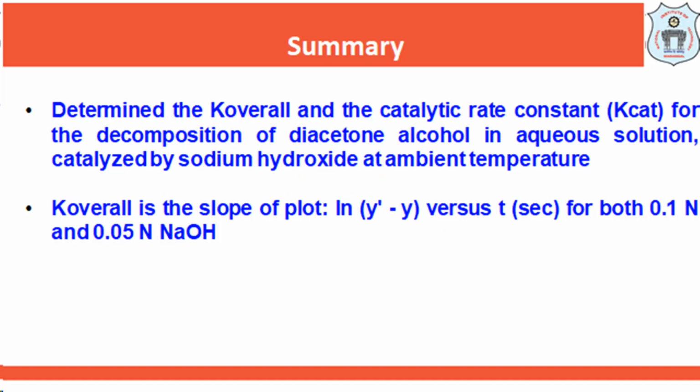Finally, to summarize the experiment, we can say that the overall rate constant and the catalytic rate constant can be determined by plotting the graph of ln(Y dash minus Y) versus t, for both 0.1 normal and 0.05 normal sodium hydroxide, where k overall will be the slope of that graph.